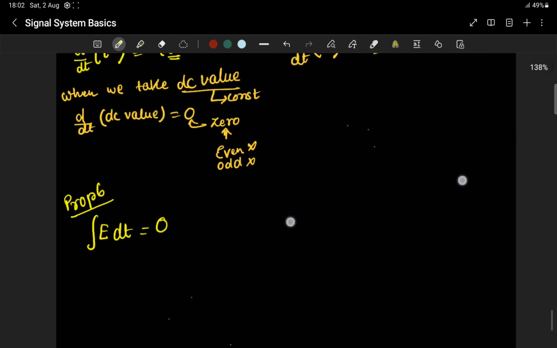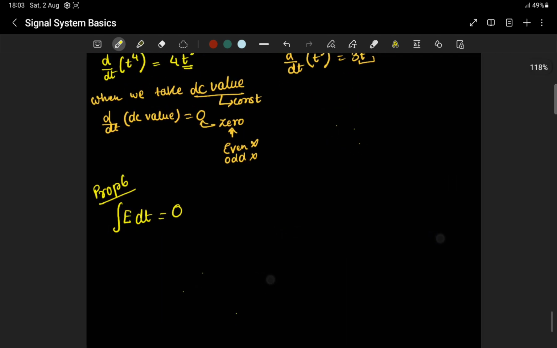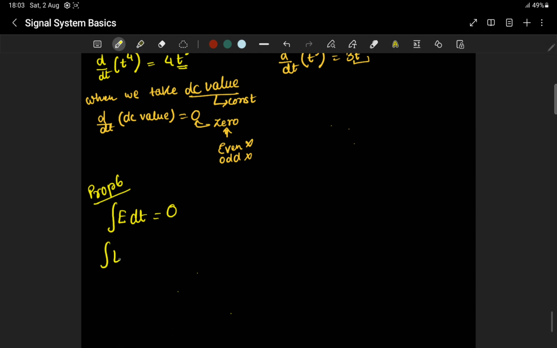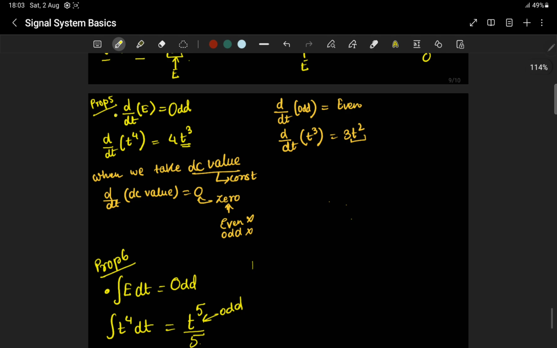So it is very simple to understand. Let me take another example: integral of t to the power 4 dt. This is our even, and here we will get t to the power 5 divided by 5, right? So this is obviously our odd. Fine, simple thing. I think these are very quick summarized things once you get the gist of how I am playing with the powers.